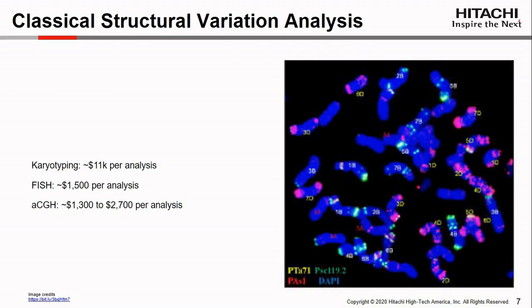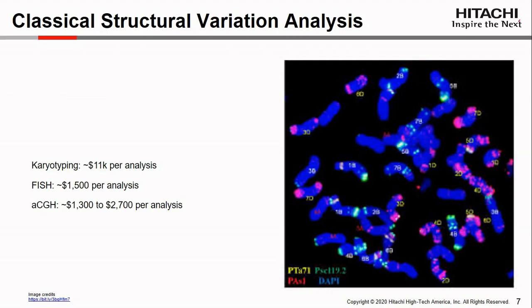However, it's limited in specificity and cannot detect de novo or rare events. Further, the turnaround time due to culturing is slow, and it's expensive at around $11,000 per analysis. FISH improves upon karyotyping in that it is molecular and more cost-effective at about $1,500 per analysis. However, like karyotyping, it requires cell culture and is limited in multiplexing capability and throughput.